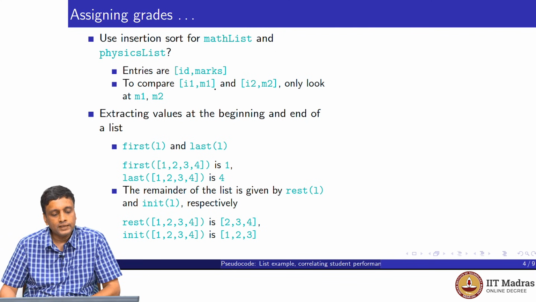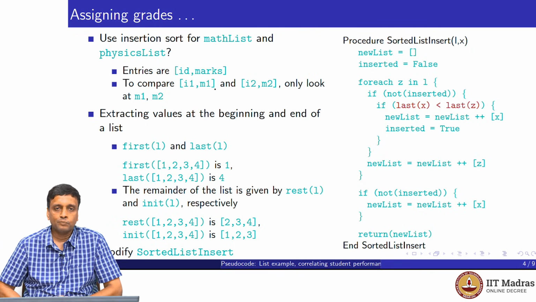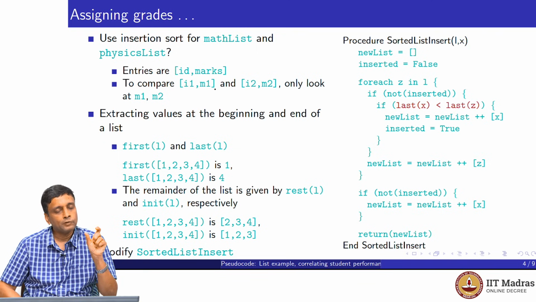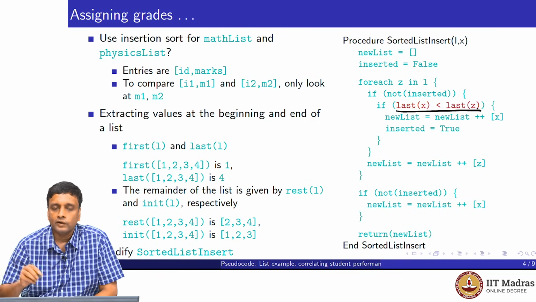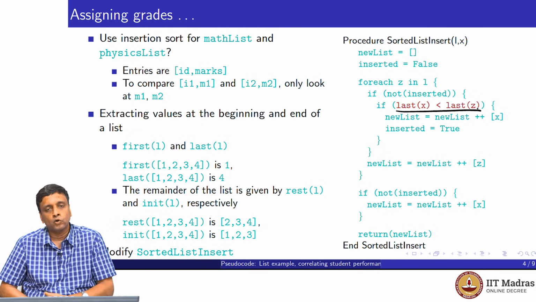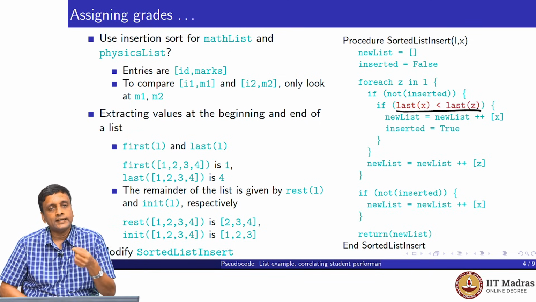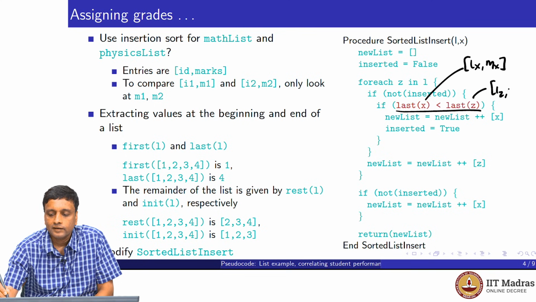So now that we have this in place, let's do this minor modification of our insert procedure, which takes into account the special nature of our information. So we don't just have simple numbers to compare, but we have these pairs of numbers. So what we do is we have to change only one thing, which is when we decide whether to shift or not, whether we decide to insert x into the new list or to bypass it and go to the next z. Instead of comparing x to z directly, remember now x will be of the form ix, mx, right? It will be some pair, and this will be of the form iz, mz.